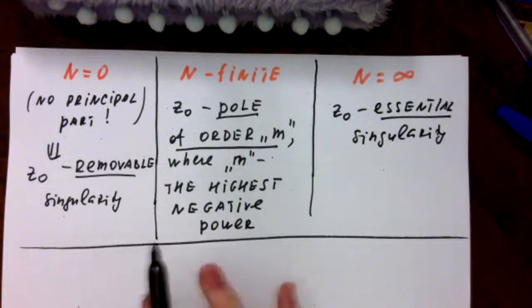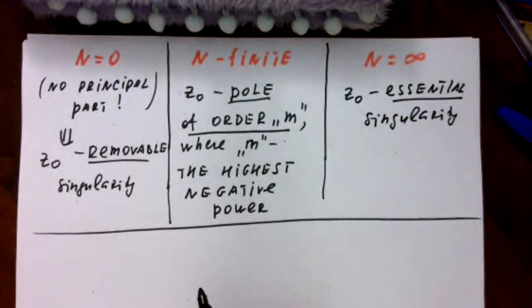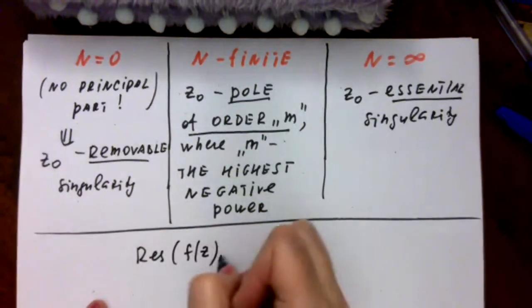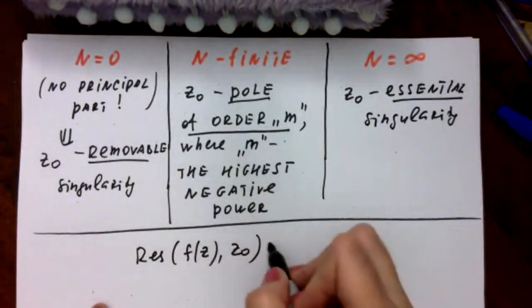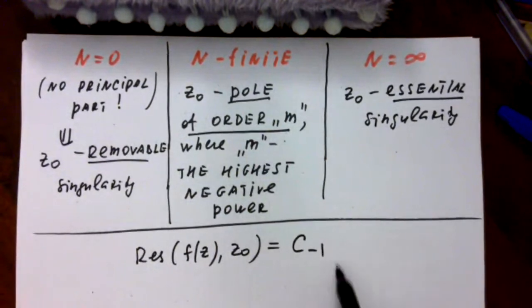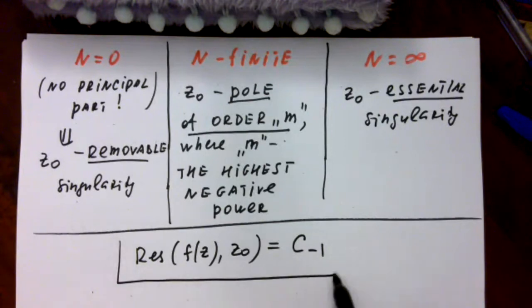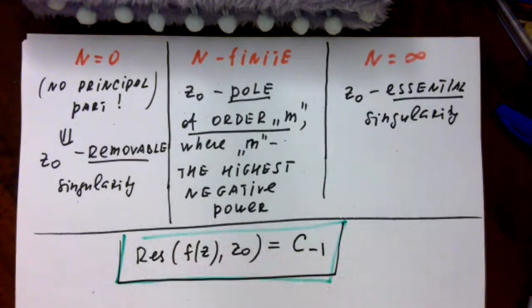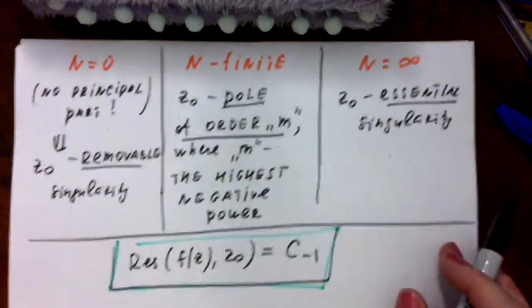And what about residues? I started talking about residues, but so far I didn't give you any formula. It turns out that if you manage to expand your function into a Laurent series, there's nothing easier than calculating residues. The residue is found the same way for all three types of singularities. This is the notation for residues. It is just the coefficient in front of 1 divided by z minus z0, the coefficient in front of the power which is equal to -1. So this formula is correct for any type of singularity. That's it. So this is the theoretical basis for today's tutorial.